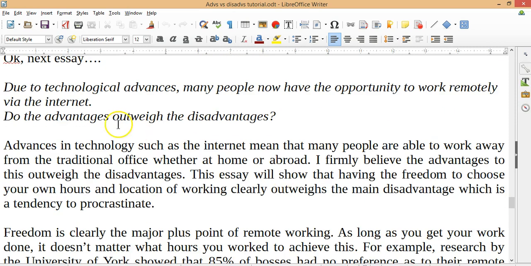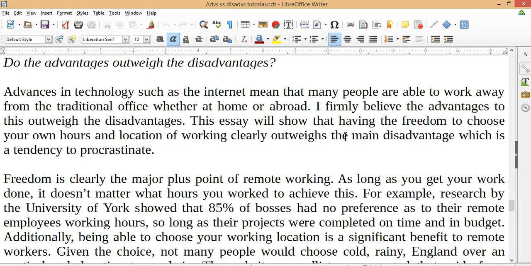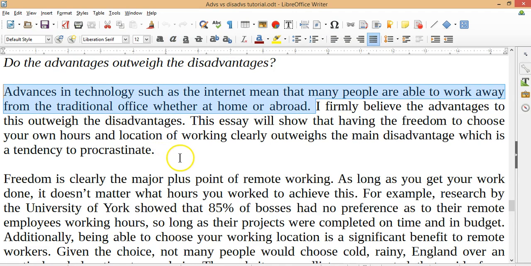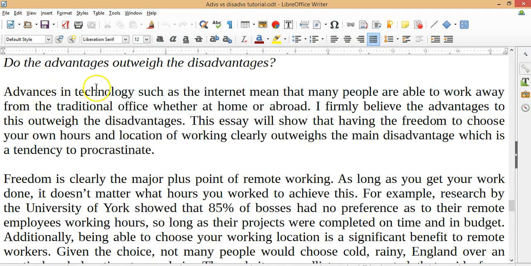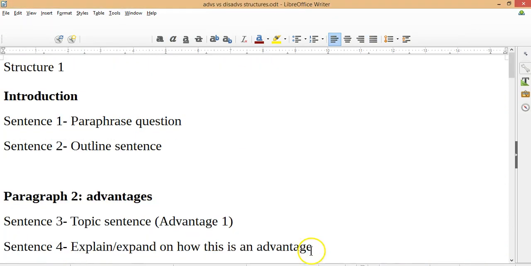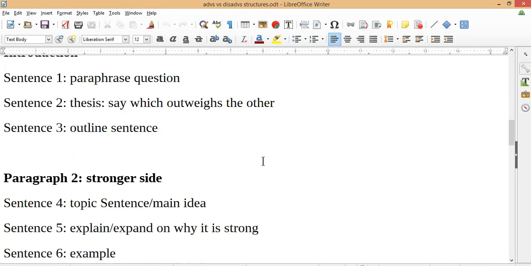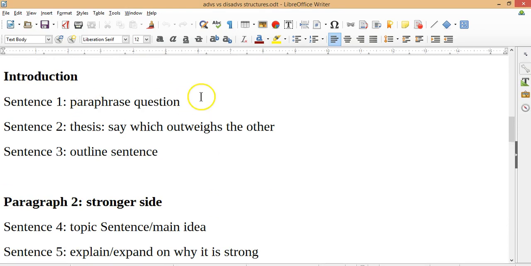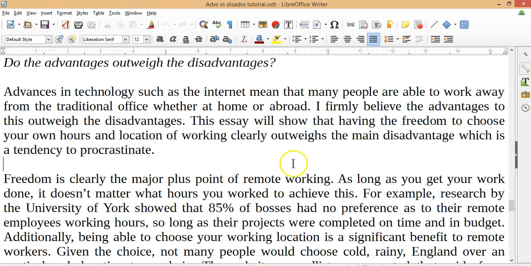Next essay, so this is the one about, do the advantages outweigh the disadvantages? So sentence 1, exactly the same, it paraphrases, advances in technology, blah blah blah blah blah. But what we need to do now, let's have a look, is we paraphrase. We need to say which outweighs the other, and we need an outline. So back to the essay.